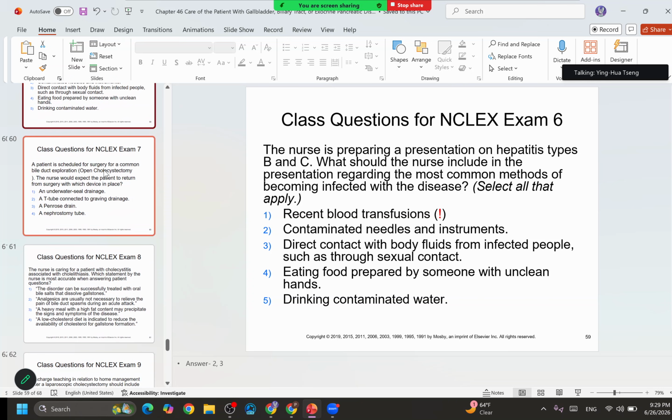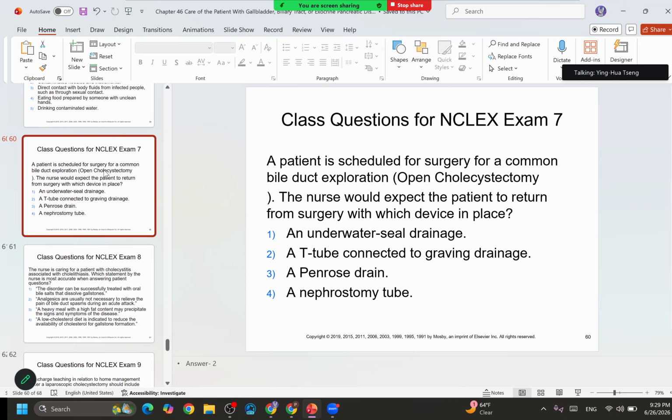Okay, good. Number 7. A patient is scheduled for surgery with a common bile duct exploration. This is an open cholecystectomy. It's totally open. So the nurse expects the patient to return from the surgery with which device in place? This is a totally open one. So it's a big surgery.